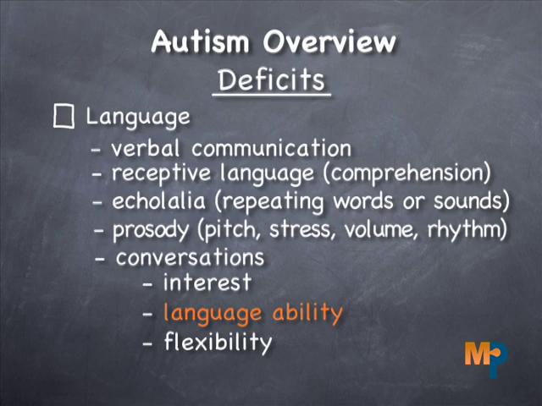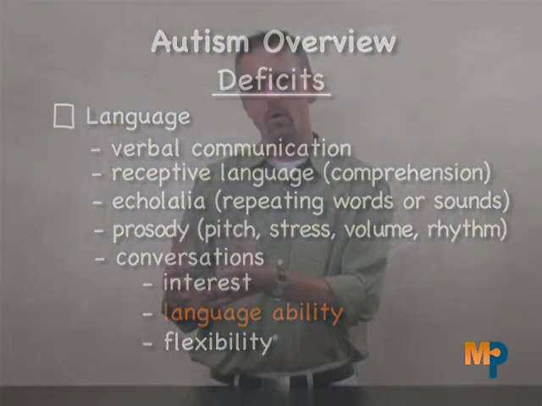And with regard to language abilities, obviously if I don't have much language, I can't have conversations with peers. If I don't have a broad repertoire of words and ways in which to use them, I won't be able to carry on conversations with other people.